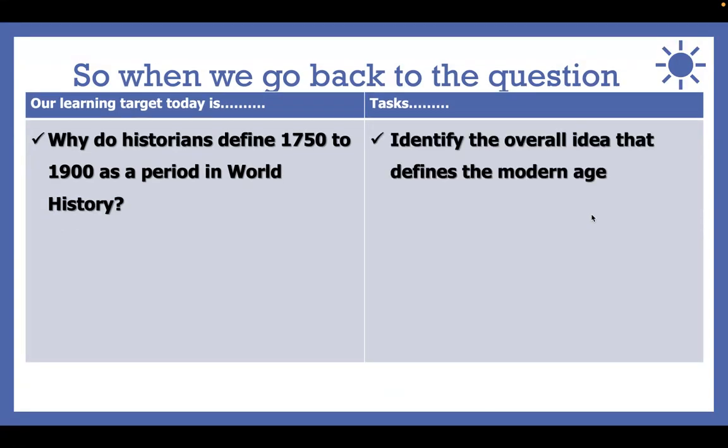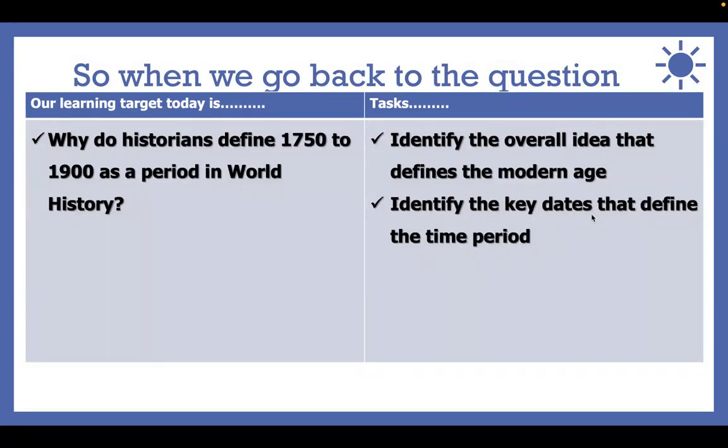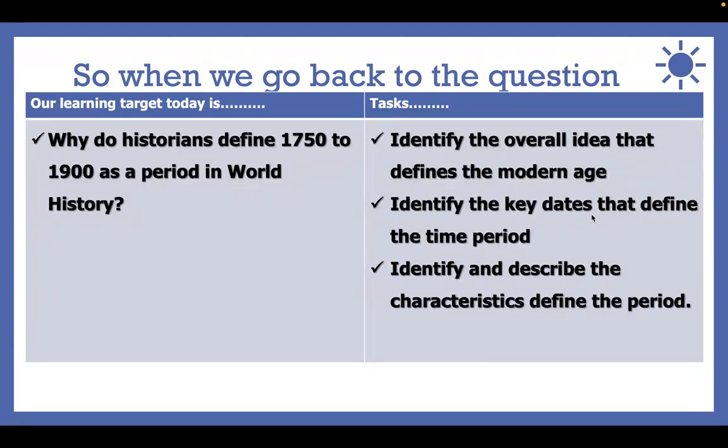We first of all want to identify and describe what this age is about. What are the things that define this as an age? So, obviously, it all revolves around the word modern. Secondly, we need to identify the key dates that define this time period, not just by dates, but what is happening to serve as kind of a transition between past ages and this age and within the age. And then finally, we need to identify and describe the characteristics that define the period.